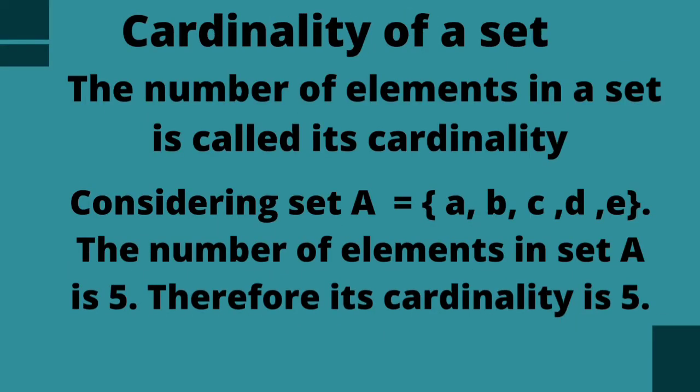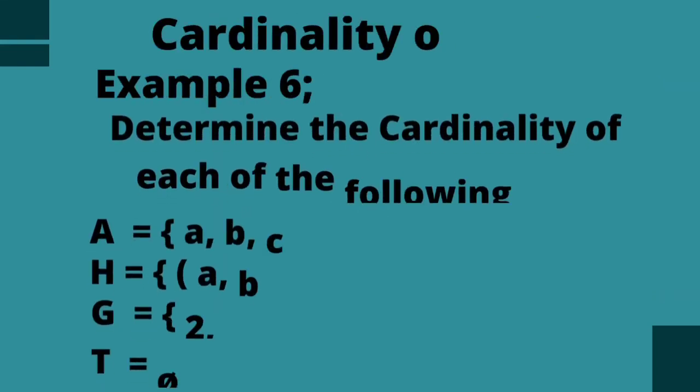Cardinality of a set. The number of elements in a set is called its cardinality. Considering set A is equal to A, B, C, D, and E, the number of elements in set A is 5. Therefore, its cardinality is 5. So when you are looking for cardinality of a set, you look at the numbers of the element present in that set. Alright?